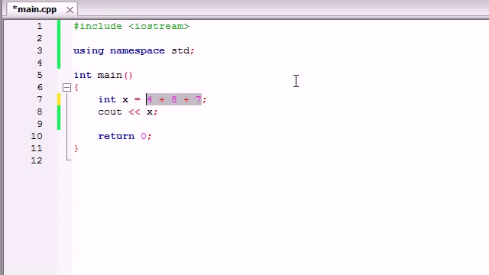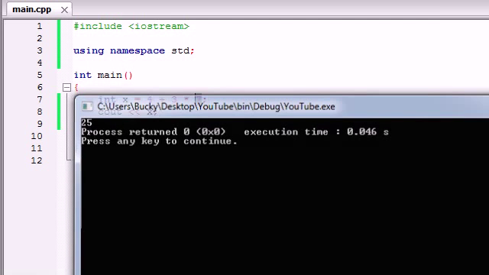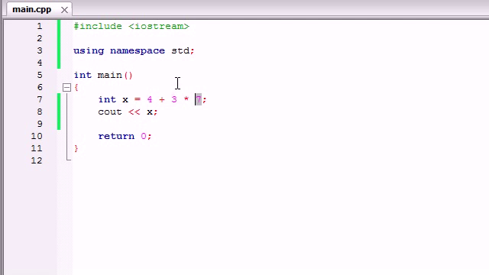The only time you have varying answers is when you have like 4 plus 3 times 7. For example, if you did 4 plus 3, it would be 7 times 7, which would be 49. But whenever we run this, whoa, easy, we get 25. Why is that? Because it uses the associative property. It actually multiplies first, which is 7 times 3, and that's 21 plus 4, which is 25.